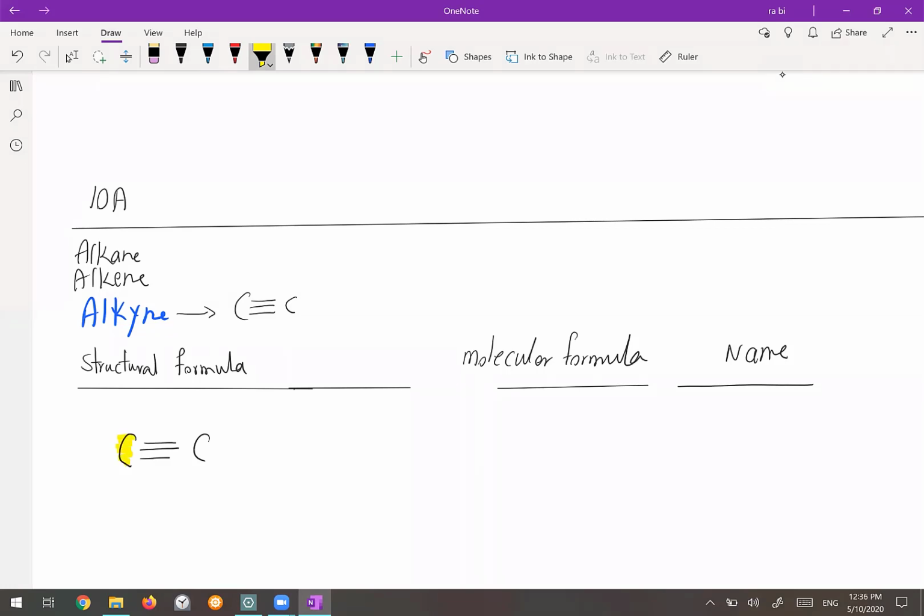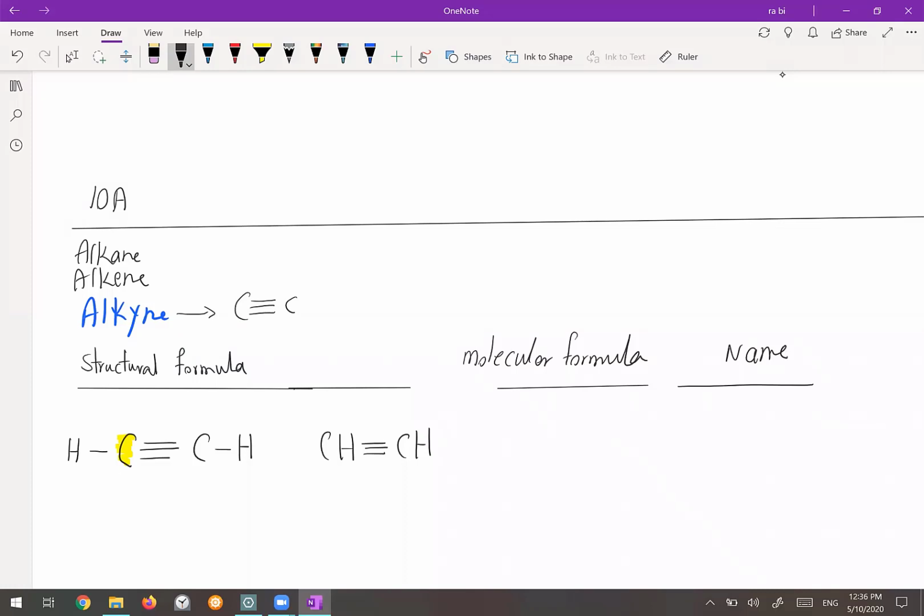The carbon which is written at the left, three of its valence electrons are shared with the carbon at the right. So only one hydrogen is needed. And the carbon at the right has the same situation. Three of its valence electrons are shared with the carbon, so it only needs one hydrogen. This is the uncondensed structural formula for the first member of the alkyne homologous series. Its condensed structural formula is CH triple bond CH.